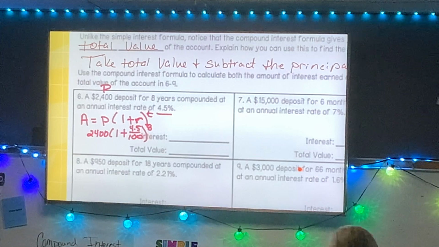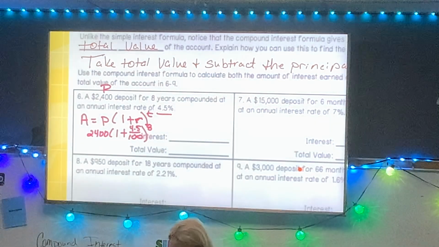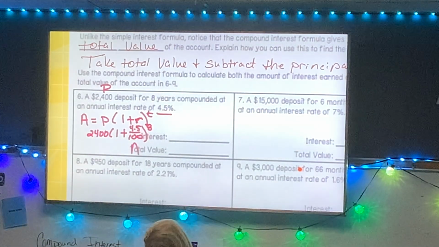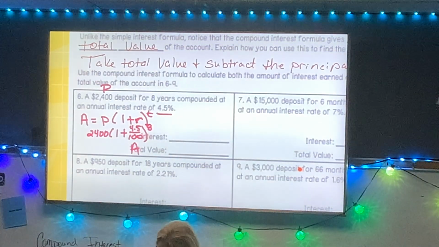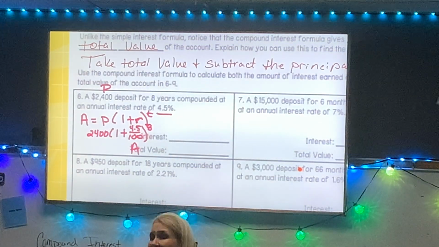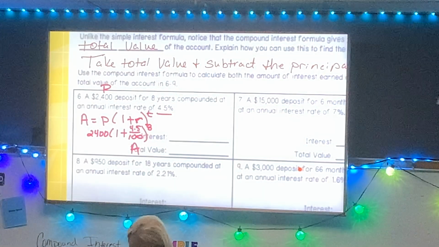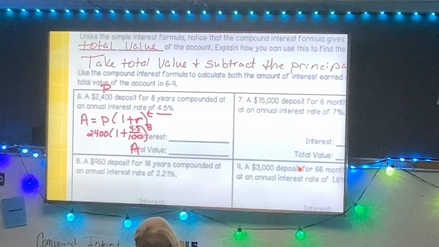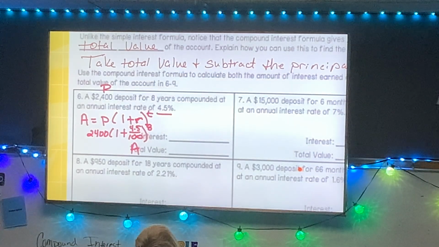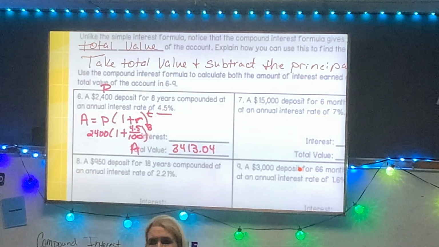Now, our blanks are kind of backwards because we want our A, our amount in our account. Okay? So our amount in our account, round to the nearest penny. That means 2 places after the decimal, so I have to look at the third place. What did you get? What's my amount in my account? $3,413. Perfect, and 4 cents.